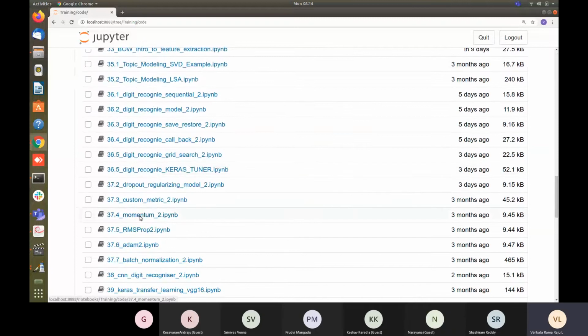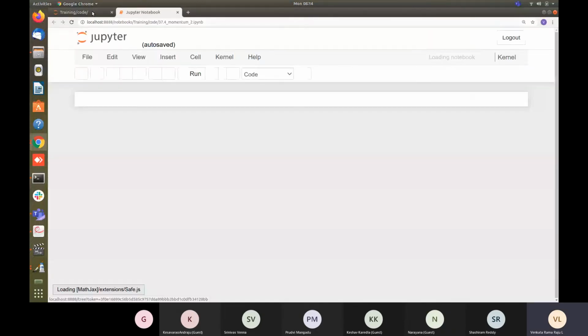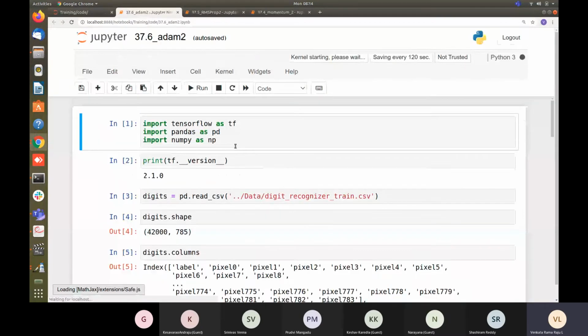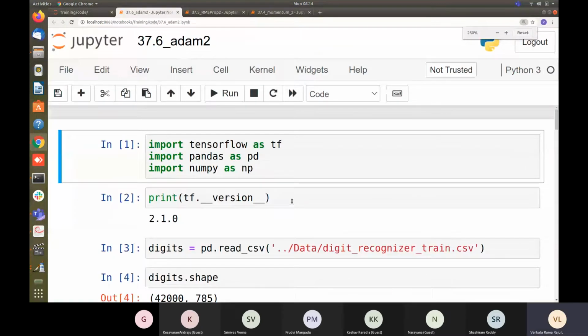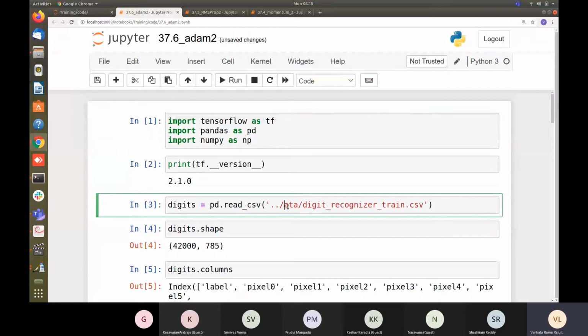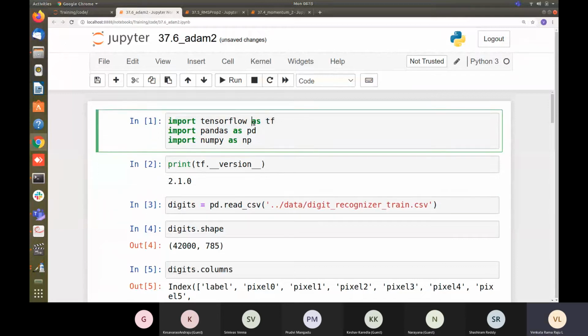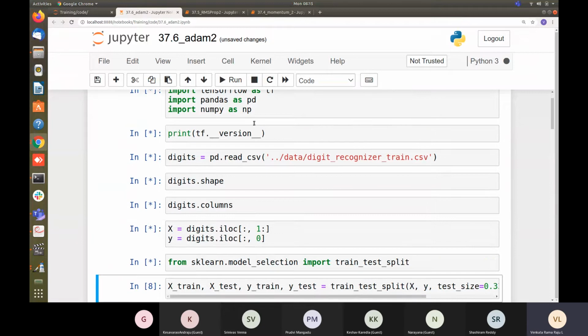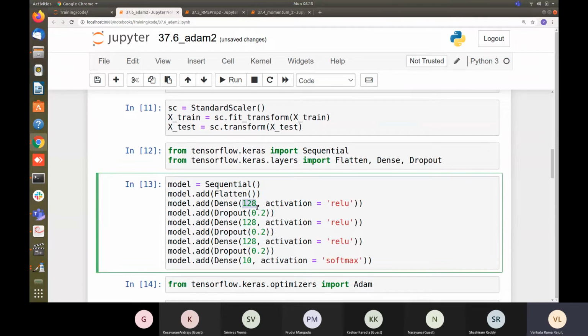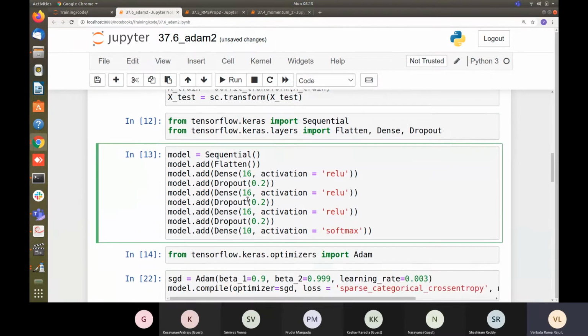Yeah, momentum RMS. I said 2 because I used to have both versions of the code, 1.14 and 2. At that time I had 2 versions, but now it is not needed. I have taken the same data set, same data. Only thing I would have changed is the standard scaler. I don't need this bigger network. I think to show dropout regularization, I would have taken that bigger network.